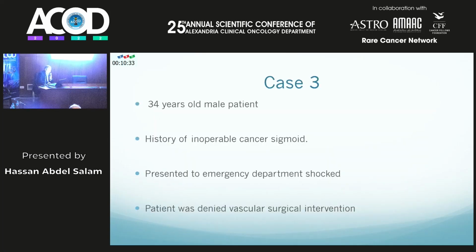Our third and last case is a 34-year-old male patient with history of inoperable cancer of the sigmoid colon, presented to the emergency department in the University Hospital, Alexandria University Hospital, shocked. Inoperable because of his shock stage. Vascular surgeons didn't want to intervene, so he was referred to us. This case was done at 1 a.m. in the morning in our unit in the radiology department.